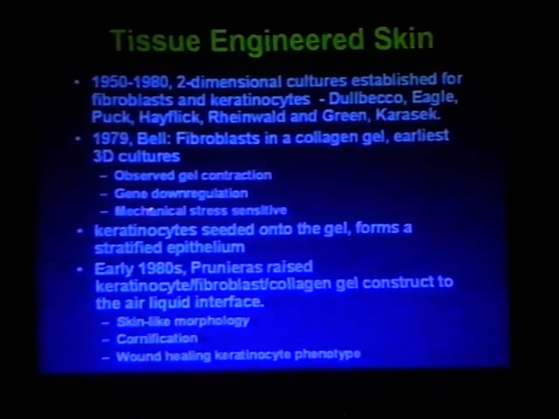But subsequent to that, Bell seeded keratinocytes onto these gels, and they were able to make a stratified epithelium. In the early 1980s, Prunieras realized that if you raised these cultures to the air-liquid interface, you could get much better differentiation of the keratinocytes. You get very good skin-like morphology, and you could get cornification. And this looked very much like a skin substitute in vitro.